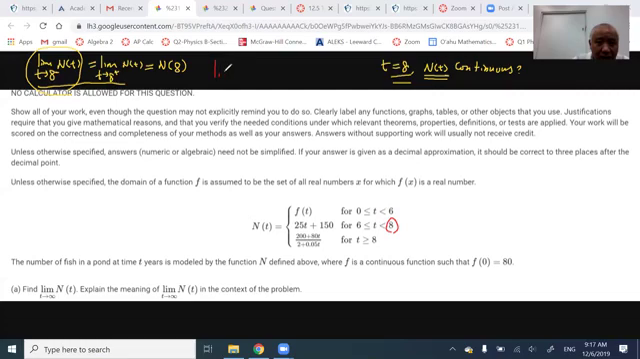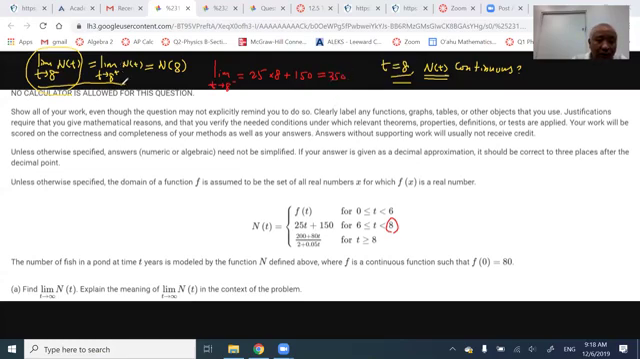So the limit as t approaches 8 from the left side will be equal to 25 times 8, because this is a polynomial, a linear function, so we directly plug in the 8, and then plus 150. Equals what? It's the calculation. 8 times 25 is 200, plus 150, that's 350. You got it?